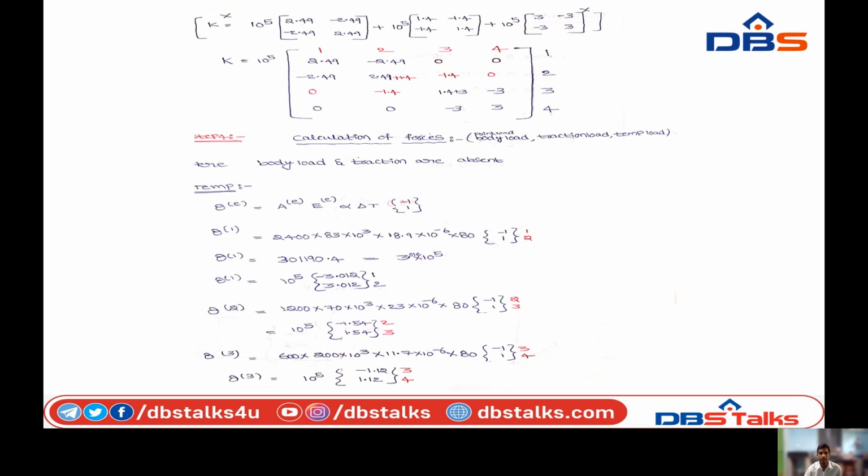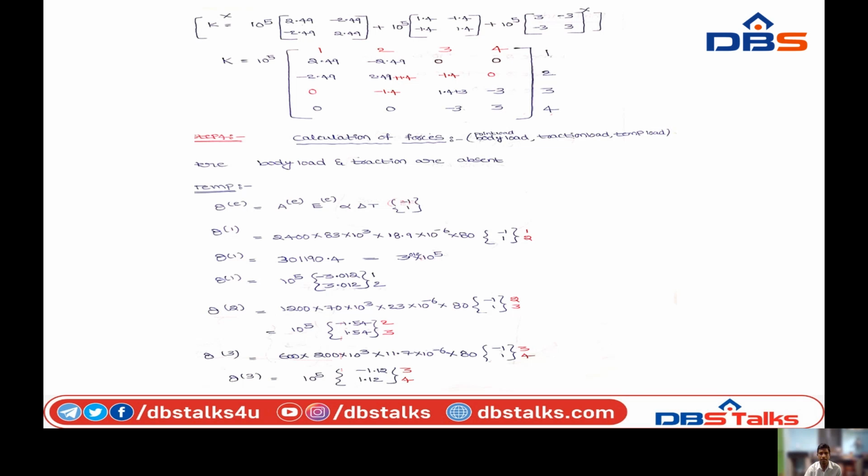Okay, A, E, that means A1. A1 is the area of the first element, 2400. E is the Young's modulus for the first element, 83 into 10 cube. Next, alpha is 18.9 into 10 to the power of minus 6. Coming to delta T, the temperature gradient is 80, with minus 1, 1.